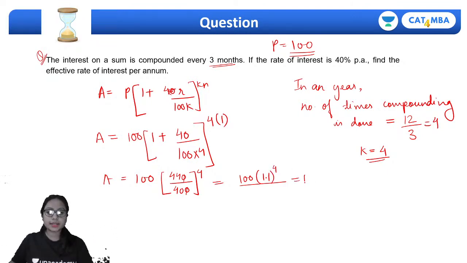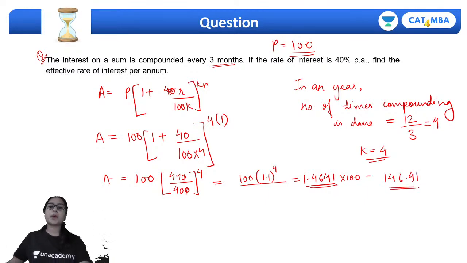Yes, okay, so this is 1.4641. Okay, so this is the value we have got. Okay, but since I'll multiply this by 100, so answer would be 146.41. Okay, this is the amount.